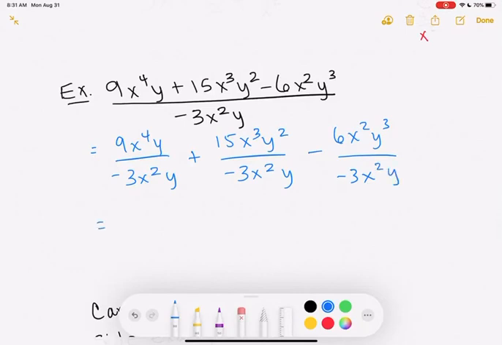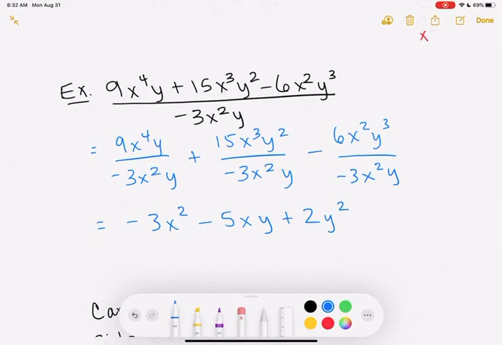Okay, so for the first one, 9 over negative 3 is negative 3. x to the 4th over x squared is x squared. The y's cancel out. 15 over negative 3 is negative 5. x cubed over x squared is just an x. y squared over y is just a y. And negative negative becomes a positive. 6 over 3 is 2. The x's cancel out. And y cubed over y is y squared.